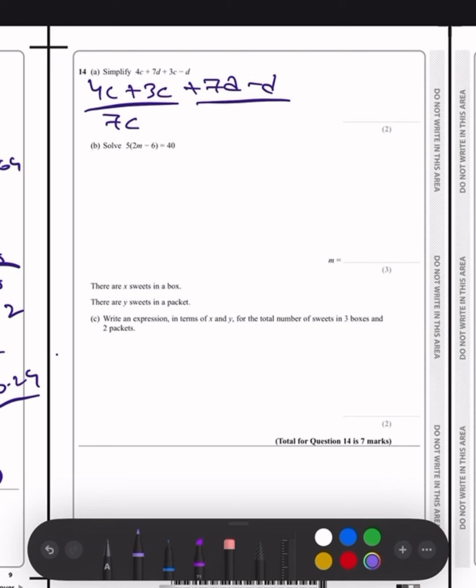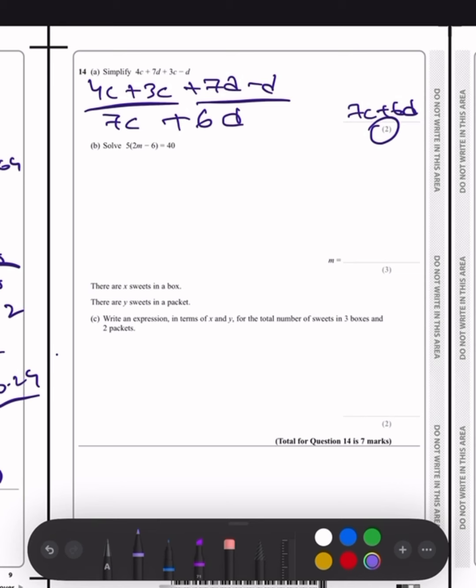But now here we are adding, so only this gets added and the C remains the same. Please remember this. So 7C here and then we do 7D minus D, which gives us an answer of 6D. So basically our answer now would be 7C plus 6D, and that's your answer.